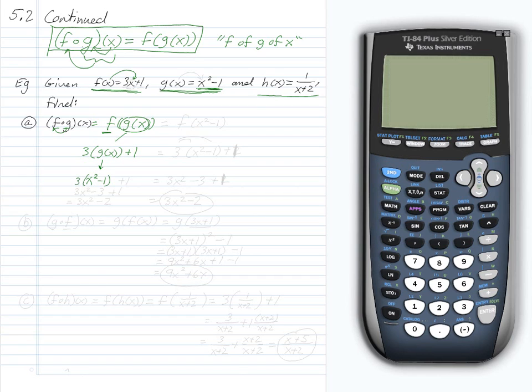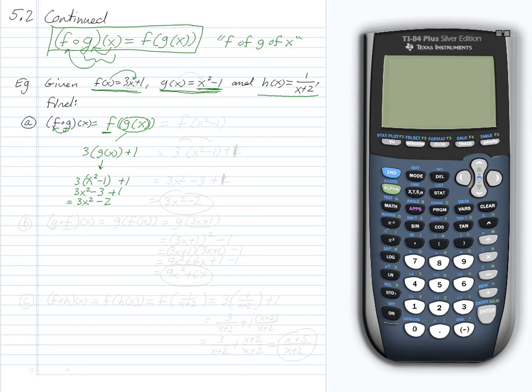And we're still multiplying by 3, and we're still adding 1. So this is 3x squared minus 3. Remember, we have to distribute that 3, plus 1. So we get 3x squared minus 2.